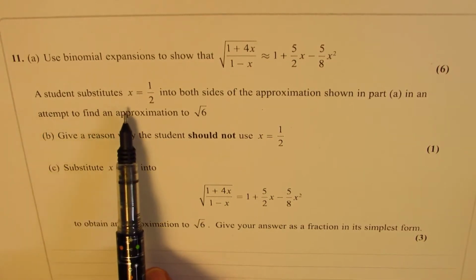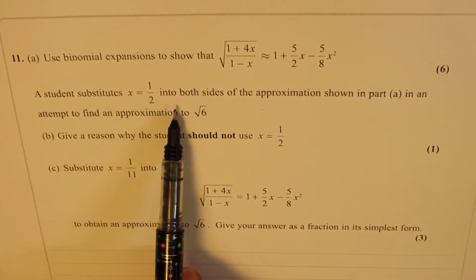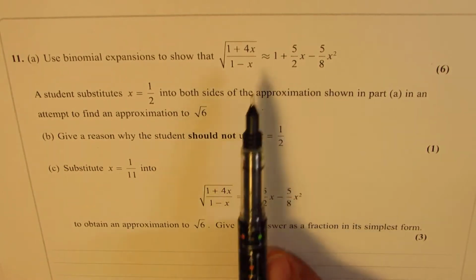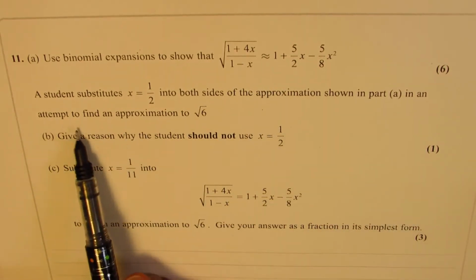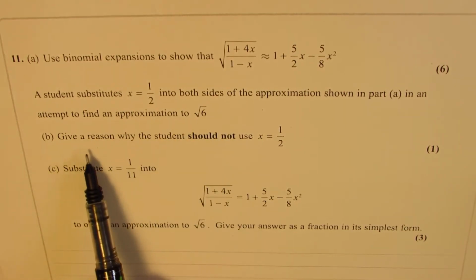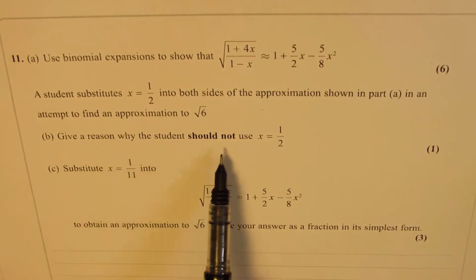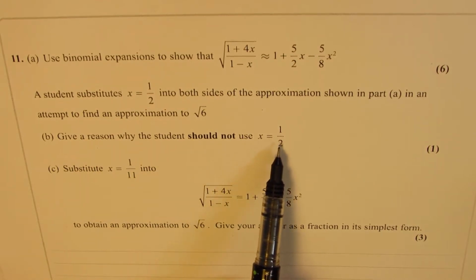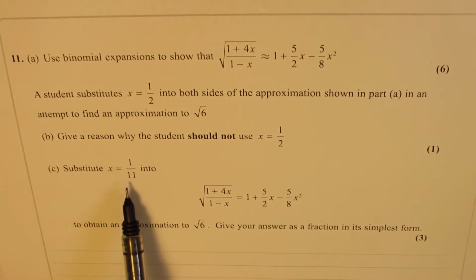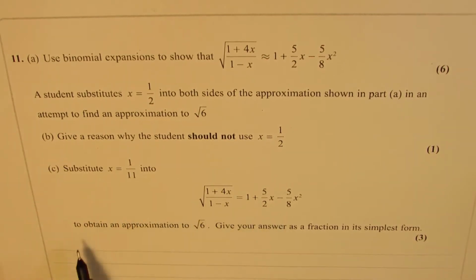A student substitutes x equals to half into both sides of the approximation shown in part A in an attempt to find the approximation to square root 6. Give a reason why students should not use x equals to half. Part C is, substitute x equals to 1 over 11 into this expression to obtain an approximation to square root 6. Give your answer as a fraction in its simplest form.